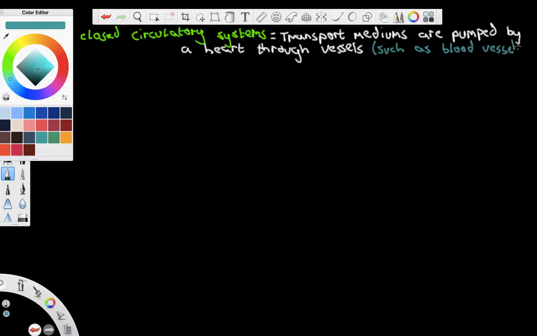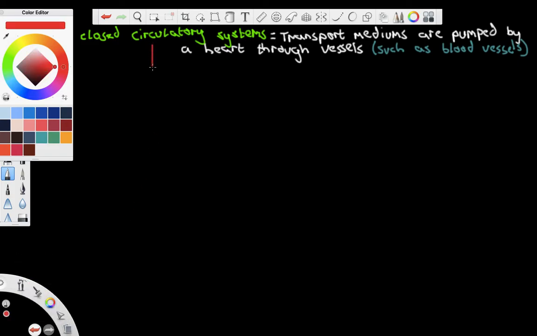So where open circulatory systems have a heart and blood is not pumped through blood vessels, closed circulatory systems are the opposite. They do have a heart and they are pumped through blood vessels. Now, what this means is that the transport medium or the blood never comes into contact with the cells of the body. Okay, and this seems to be a common misconception.